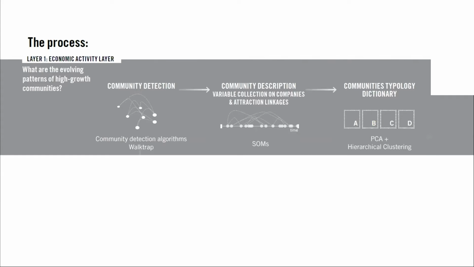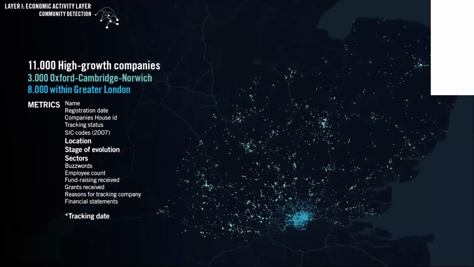So going on with the first layer, this is the coverage of the data set that we have on high growth companies. And the research project has been focused on the area between Oxford, Cambridge, and Norwich. This is mainly because Perkins+Will right now has different projects going on across this geography, so we thought that the research exercise would be more helpful for us. And in the slide, you can also see all the different metrics that we have from these companies, and we have highlighted the ones that have been used in this specific research.